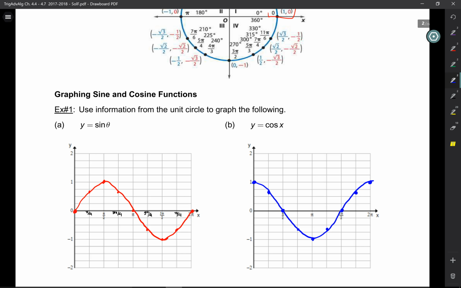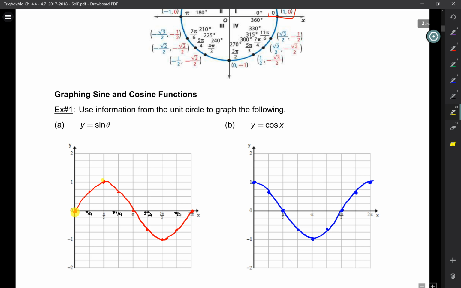The cosine always starts at the 1. So we're always going to have 5 points. These are going to be the 5 points: 0, maximum, 0, minimum, 0. Here, maximum, 0, minimum, 0. So there's always going to be 5 points.